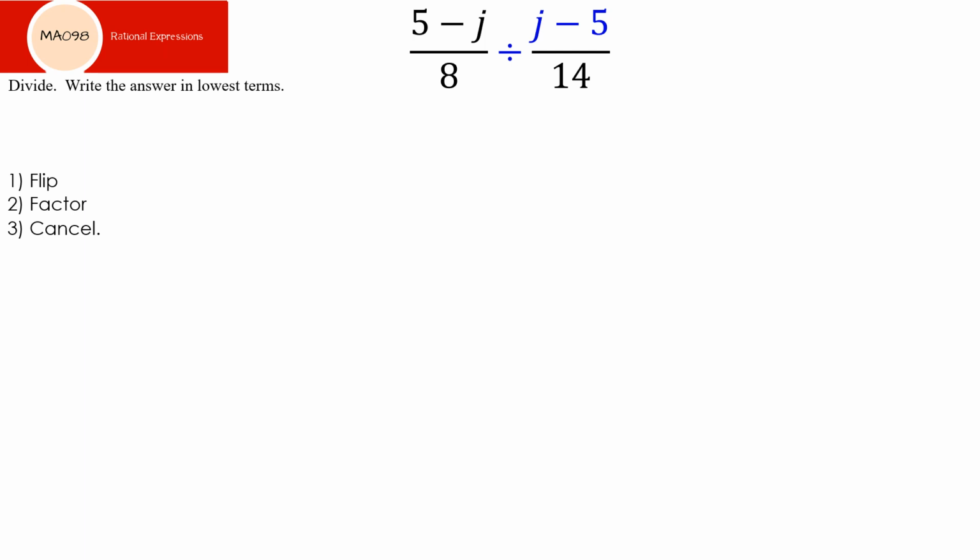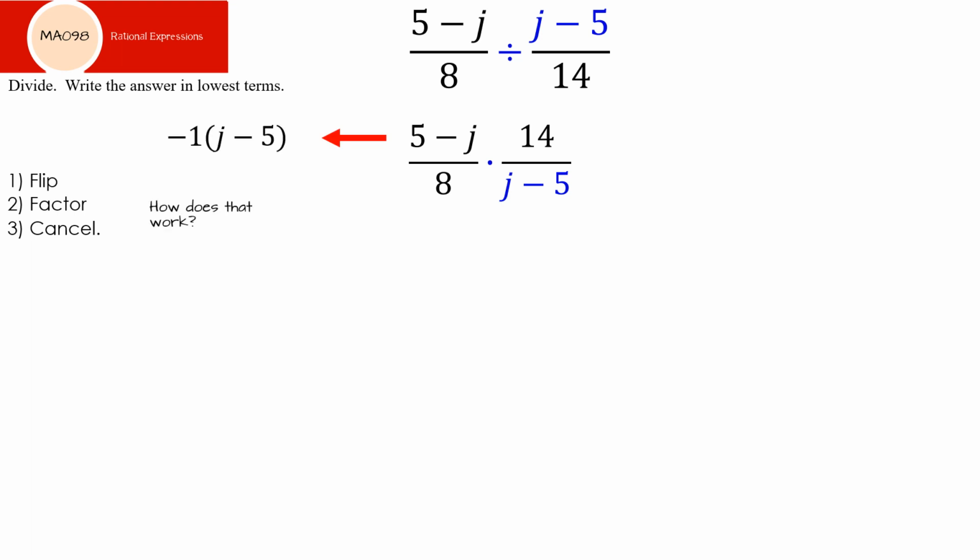What about this one? Well, first of all, let's flip it. You're going to notice that I flipped the second fraction. When we look at this one, I have 5 minus j and then j minus 5. Well, math is really cool because we can make things. So for the top, I can actually take negative 1 times j minus 5. So how exactly does that work? Well, when I distribute, I end up with the original 5 minus j. That means that negative 1 times j minus 5 is exactly the same as 5 minus j. So let's substitute those in.